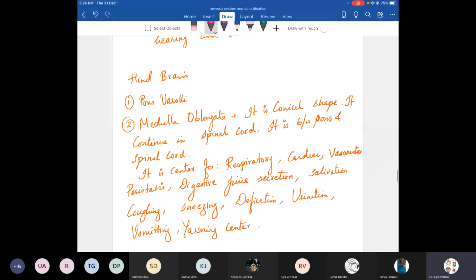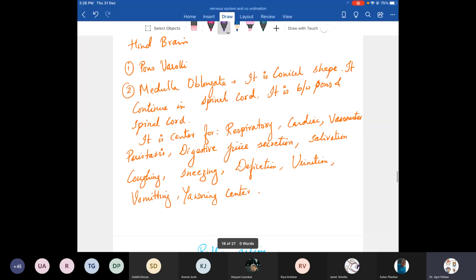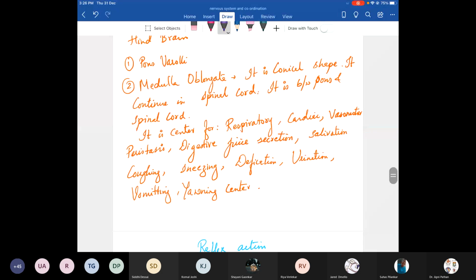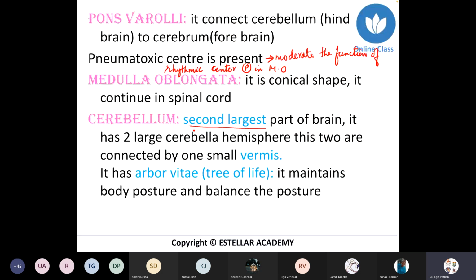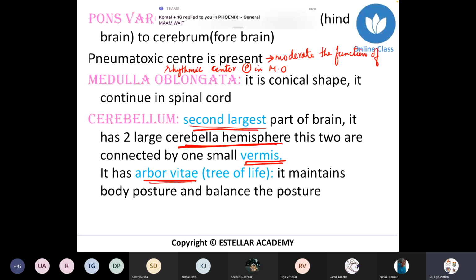Next. Are you all done? Then write down about the cerebellum. Cerebellum is the second largest part of the brain. It has two large cerebellar hemispheres. These two are connected by one small vermis. It has arbor vitae, which I have explained to you, and the main function of this is to maintain the body posture and the balance of the body.